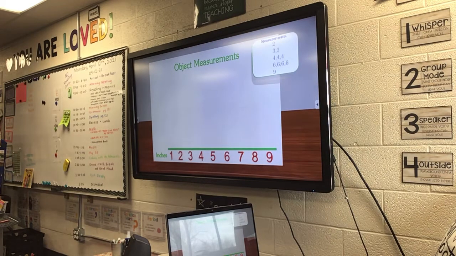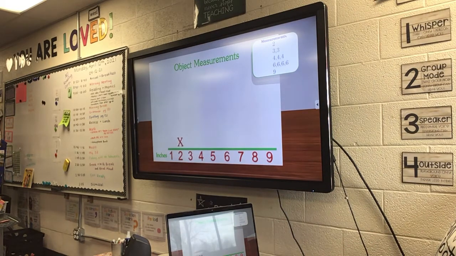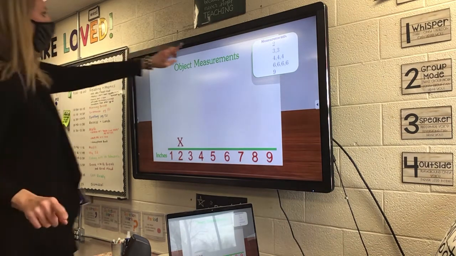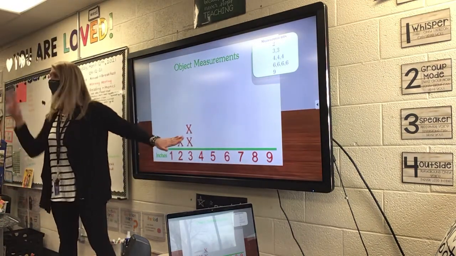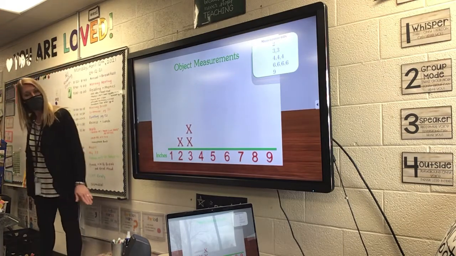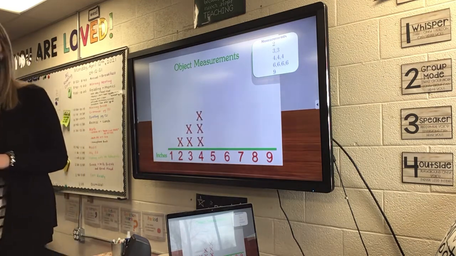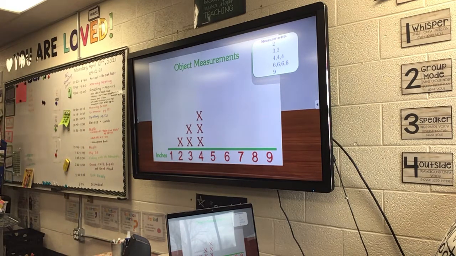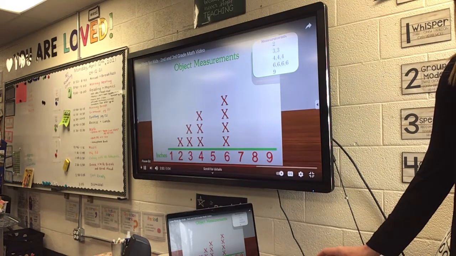So now we look at our data to help us fill in the line plot. We can see that we only had one item that measured 2 inches, so we put 1 X here to represent that item. Do you guys see what he did? We had 2 items that measured 3 inches, so we have 2 X's on top of each other to represent those 2 items. There were 3 items that measured 4 inches, so we have 3 X's on top of each other. We had 4 items that measured 6 inches, so we put those X's down as well. We only had one object that measured 9 inches, so just 1 X.